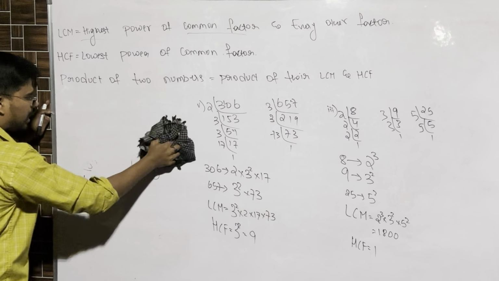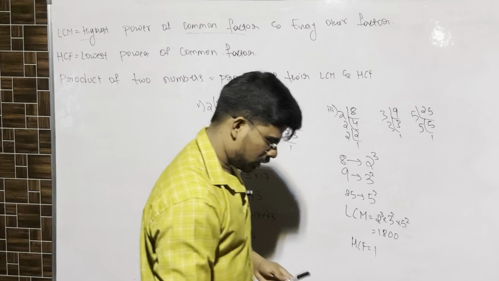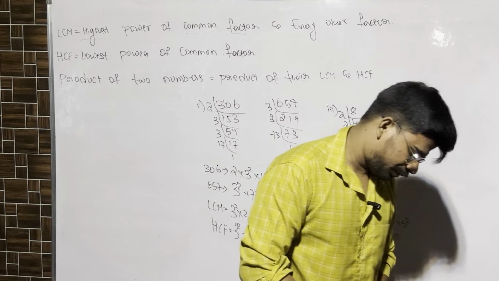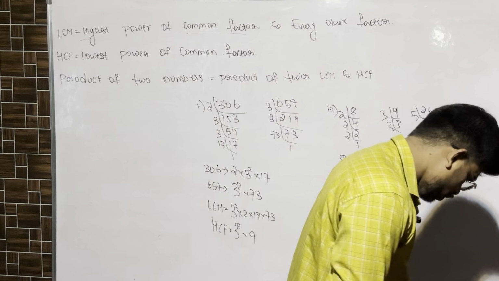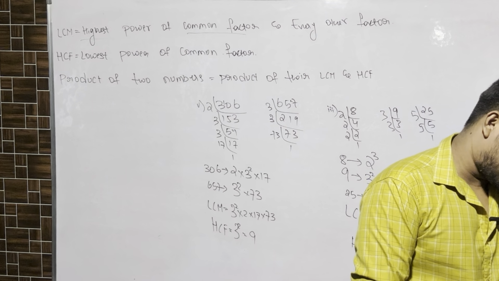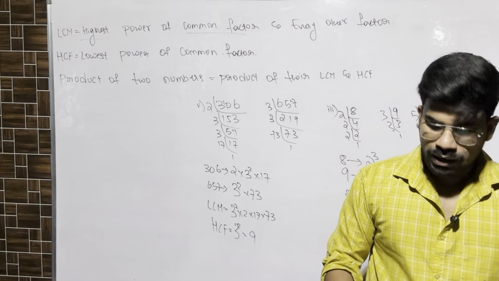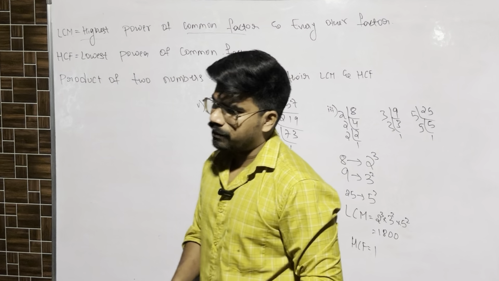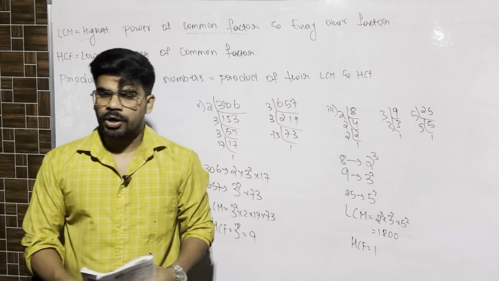Now this is another question. The product of any two numbers is equal to the product of their LCM and HCF. In this question, understand, if any two numbers are given, the product of those two numbers is equal to the product of their LCM and HCF.